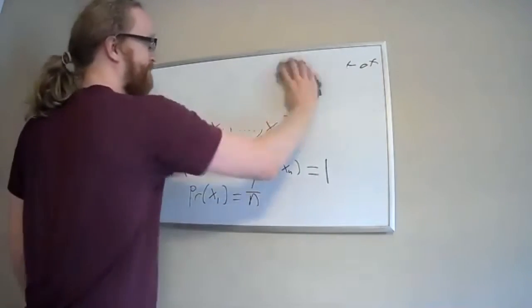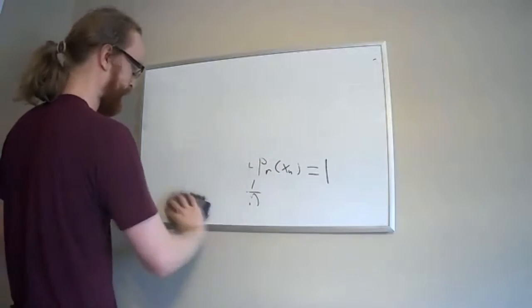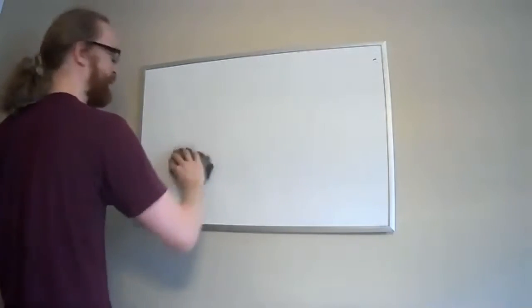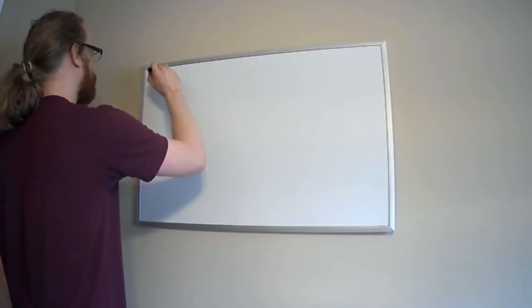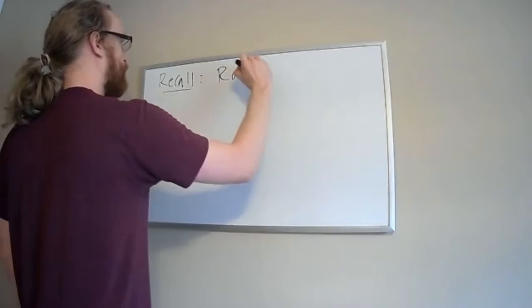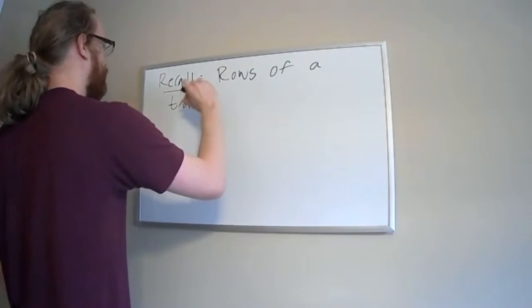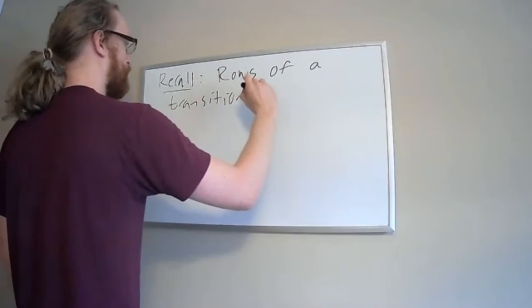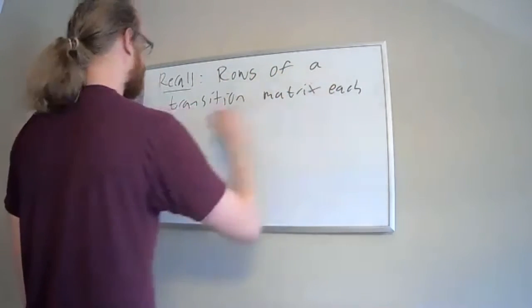OK. So I want to apply this idea to solve some problems. And this is useful for us because, recall, this is something that's going to come up a lot. So recall again from yesterday, what did I tell you guys? The rows of a transition matrix add up to 1. They each add up to 1.